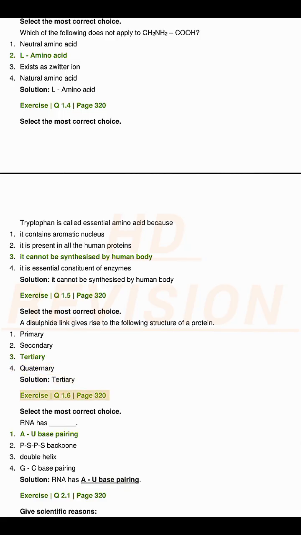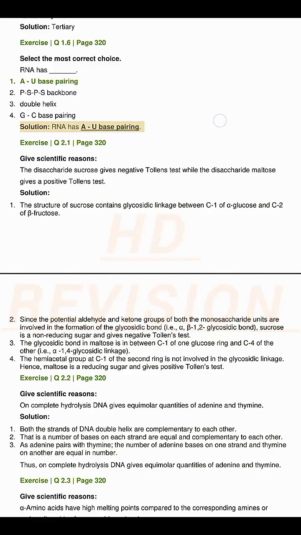Exercise Q1.6, page 320. Select the most correct choice. RNA has ______: 1. A-U base pairing. 2. Phosphate-sugar backbone. 3. Double helix. 4. G-C base pairing. Solution: RNA has A-U base pairing.